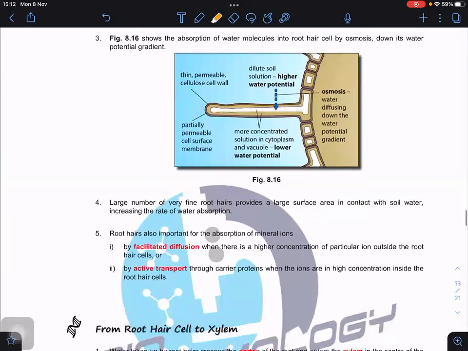If you look at this, the absorption here takes place. You can see that this is the root hair cell. The root hair, the adaptation, guys, you can see that they have the root hair on the epidermal cell at the root. They have a very thin permeable cellulose cell wall. So why must we have the thin permeable cellulose cell wall? Again, they have a short diffusion pathway.